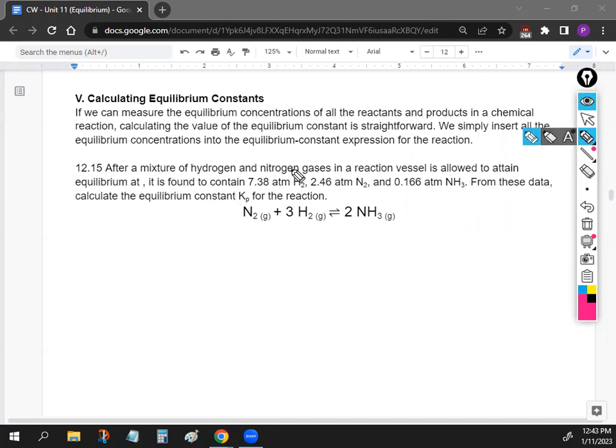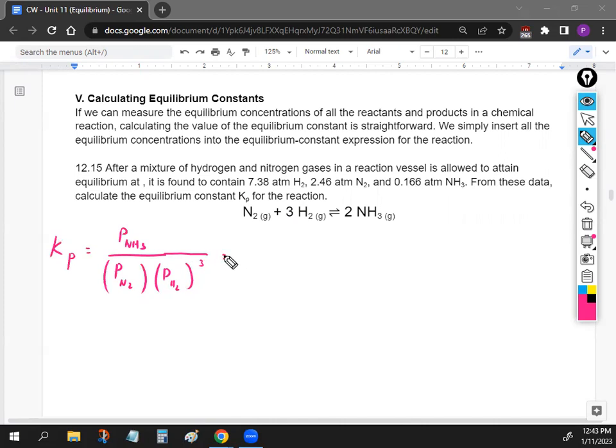Here it gives us this reaction and the equilibrium pressures for all the gases involved. Same thing as before, we're going to write the equilibrium constant expression, so Kp, and it's going to be the pressure of our products divided by the pressure of our reactants. And since the coefficient is 3 here, we have to cube it. So the pressure of H2, and we have to cube it.